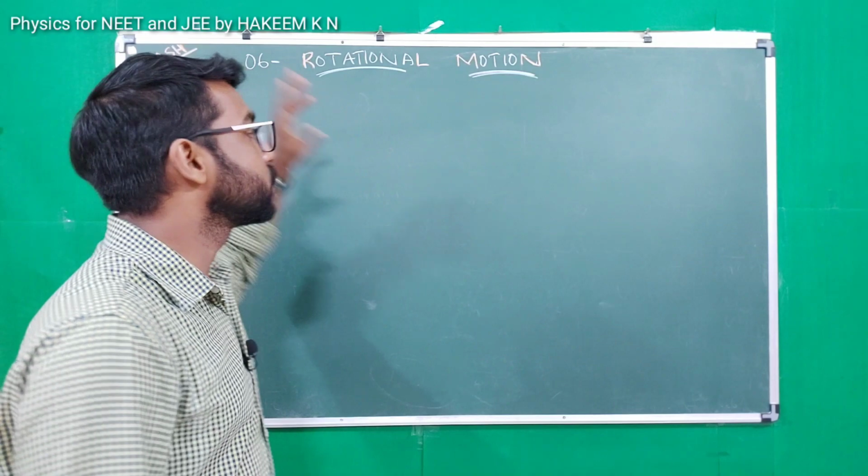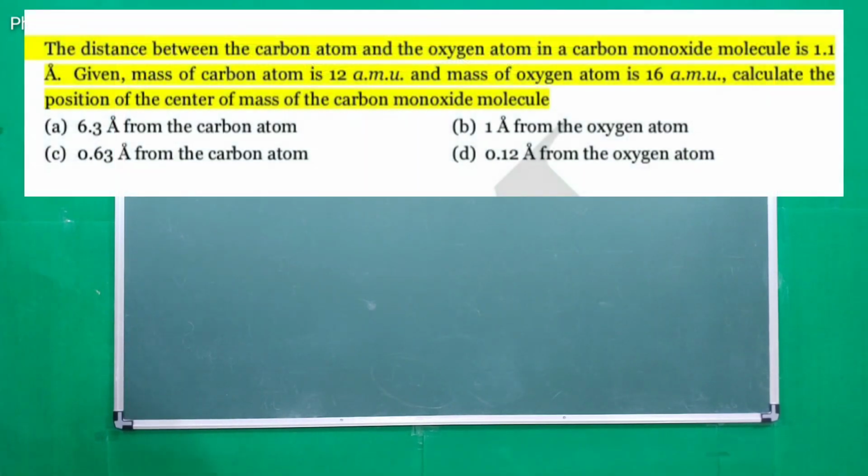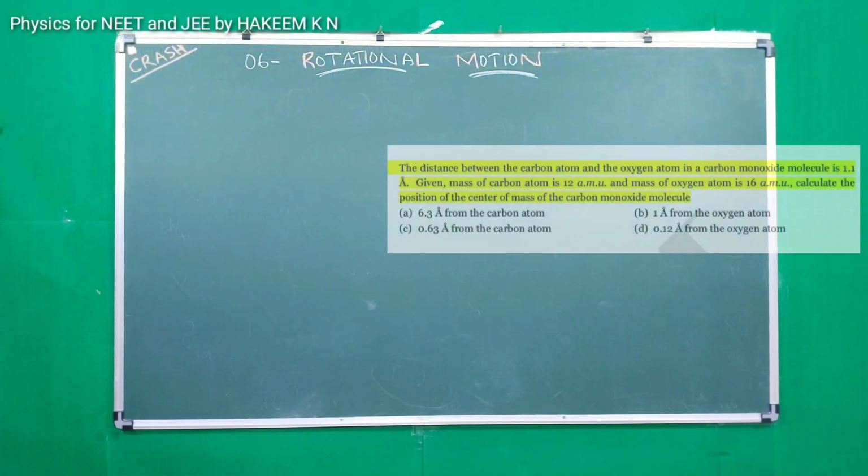Okay, you can see the question here. The distance between the carbon atom and the oxygen atom in a carbon monoxide molecule is 1.1 angstrom. Given mass of carbon atom is 12 AMU and mass of oxygen atom is 16 AMU. Calculate the position of center of mass of the carbon monoxide molecule.